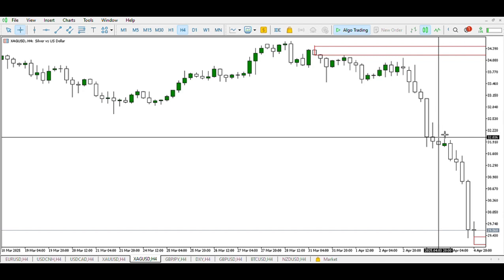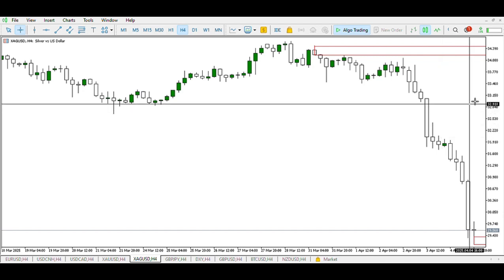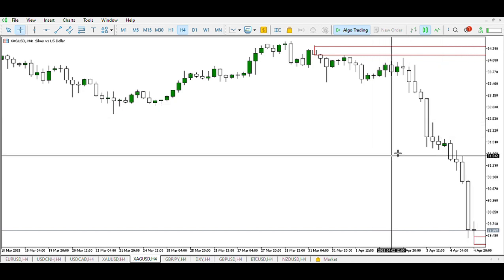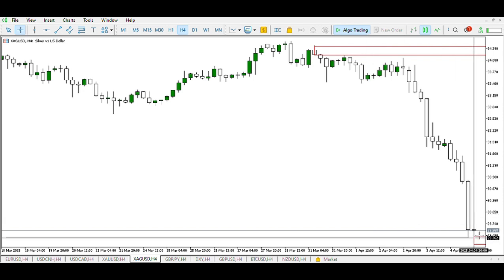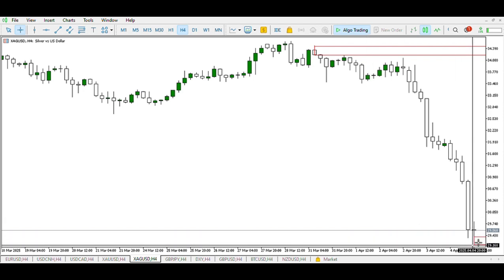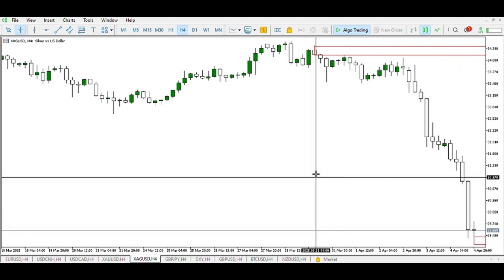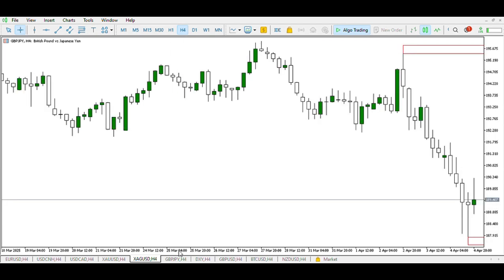However, there is no strong resistance, so that is our expectation on silver. Nevertheless, if price breaks the low of the previous week impulsively, then we can expect a continuation of the downtrend.